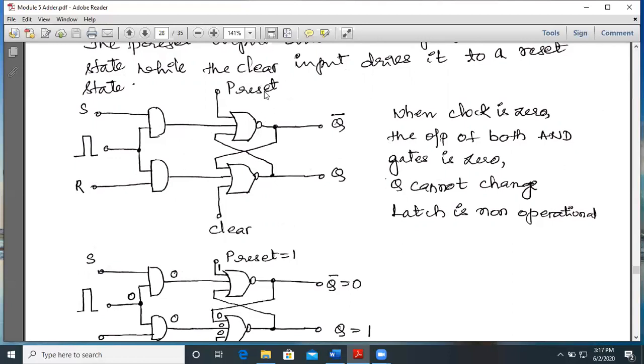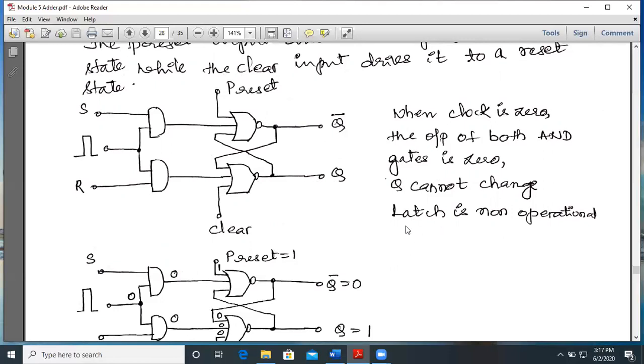Now whatever we give according to preset and clear, accordingly we get Q and Q bar. That is what I said: these inputs are called asynchronous inputs. They don't have any control over the clock signal, but they will control the output. That is the gist of this particular discussion.